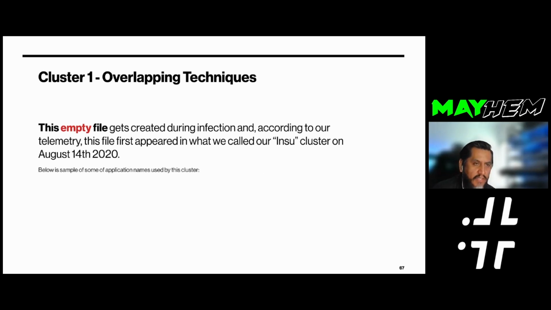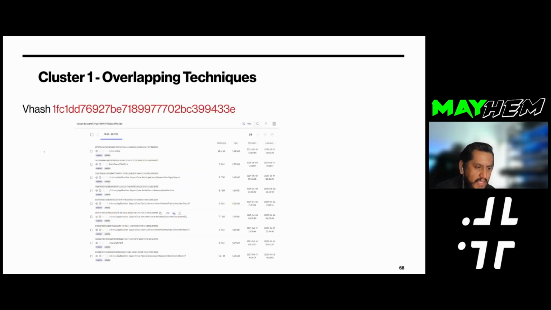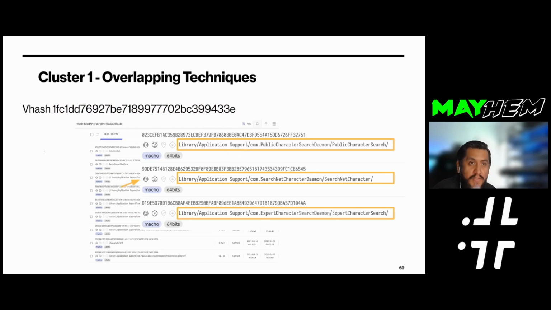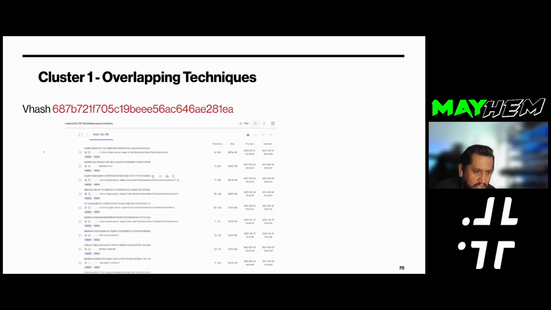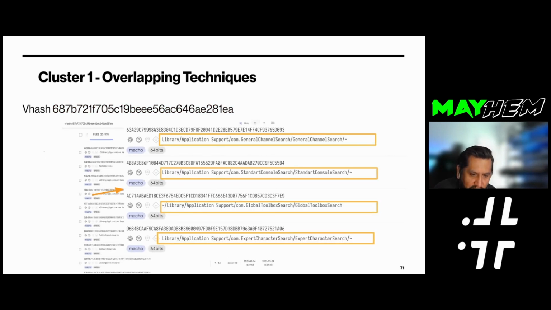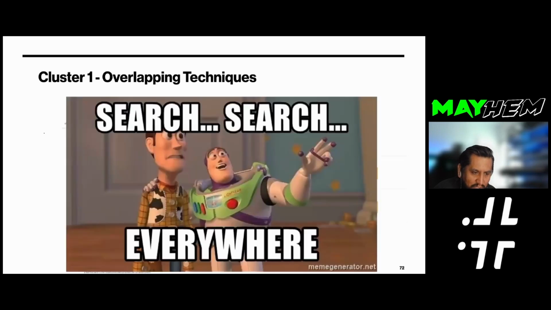Now, this cluster is actually quite interesting. If you have VirusTotal, here are some of the hashes. You need a special account to look at that intelligence data, but I have some screenshots for you. If you start looking into the Insu cluster, you're going to find a few interesting hashes. But there's also something very interesting: if you take a look at the names of the applications, the word search keeps coming up. Public character search, SearchNet, expert character search. You go into a different cluster: general channel search, global toolbox search, search everywhere.